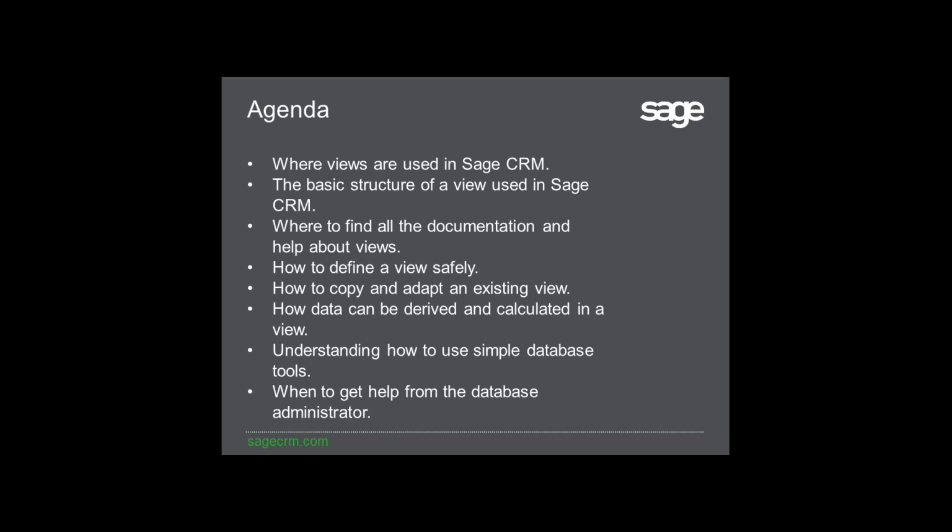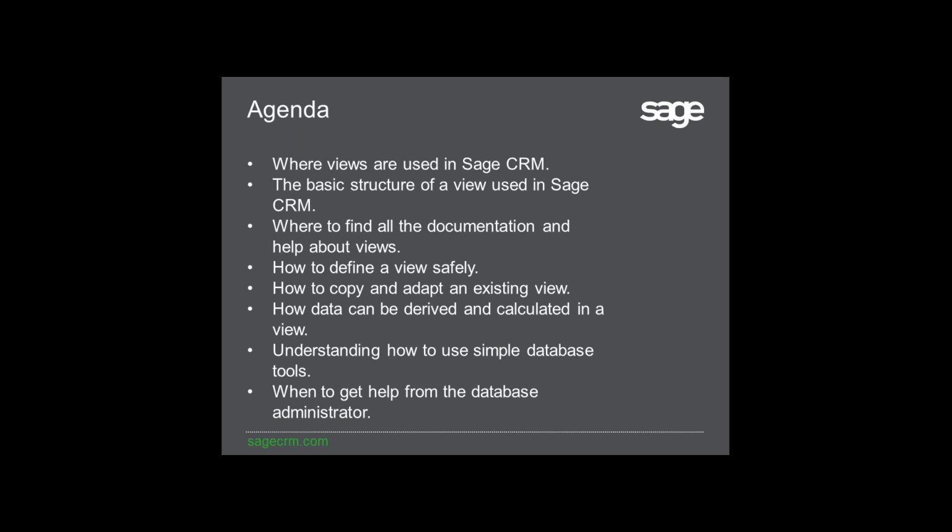Now, across the session, the 90 minutes or so that make up this particular lesson, we're going to be covering a number of different topics. We're going to be looking at where views are used inside Sage CRM. We're going to look, of course, at the basic structure of a view. We'll also consider how the views are structured within Sage CRM. We'll look at the different forms of documentation that are available and where we go for help, and start to think about the idea of defining a view safely.